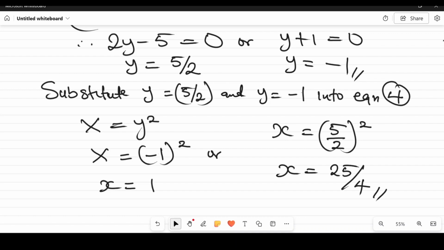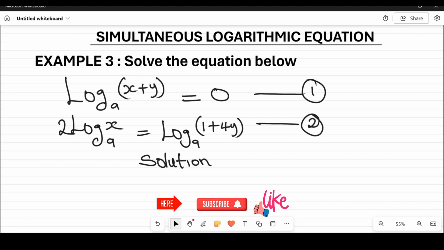That is the answer. So here we are able to obtain the two values of y, and also we obtained the two values of s. Let's solve the number 3 question. Log x plus y in base a is equal to 0, and 2 times log x in base A is equal to log 1 plus 4y in base A. Now, we are given this equation. Let us get the value of x and y.